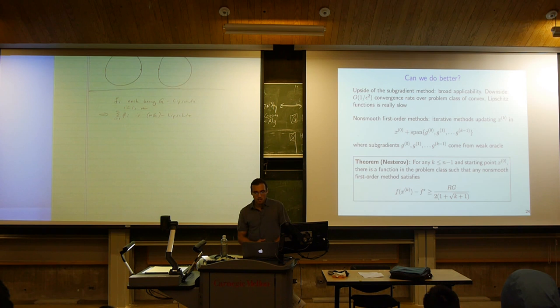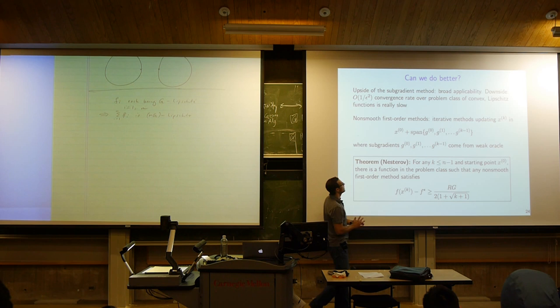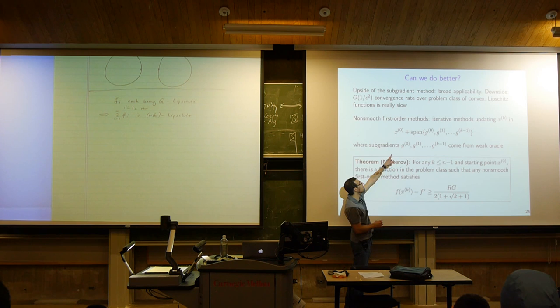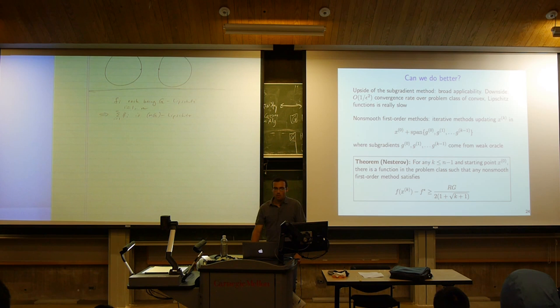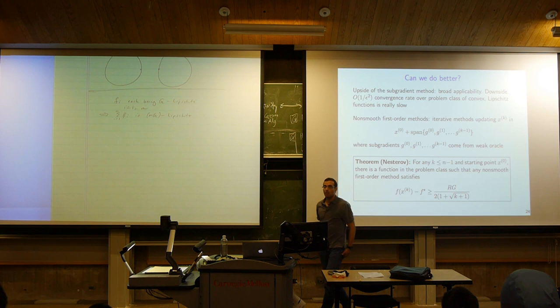So any method that makes updates by combining, in linear combination, subgradients of the criterion at points you've seen so far, starting at some point x0. Methods of this form are fundamentally limited over the class of convex Lipschitz functions by this rate. We just can't do better than 1 over epsilon squared.